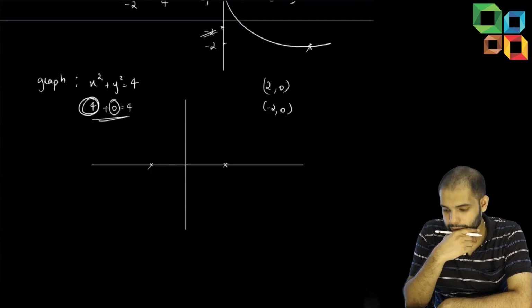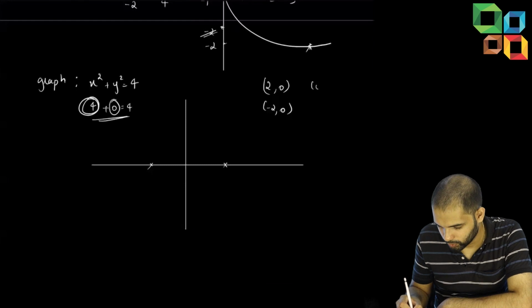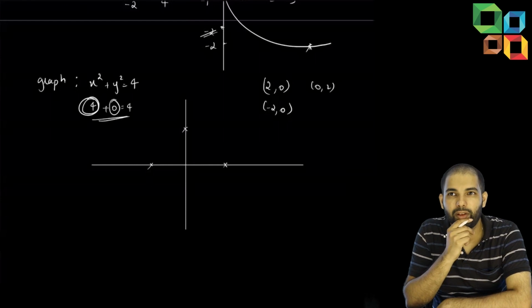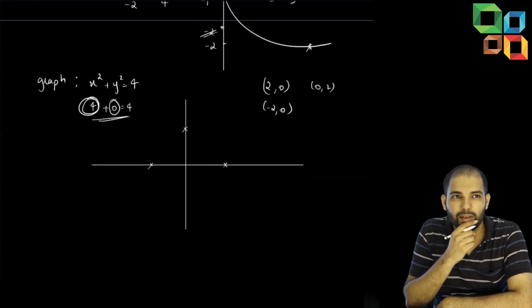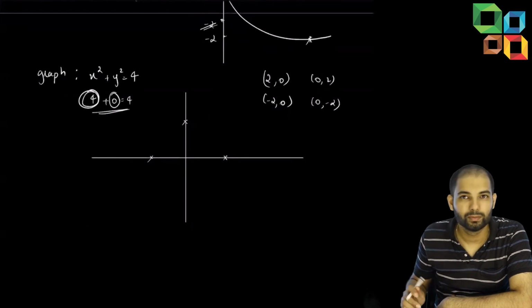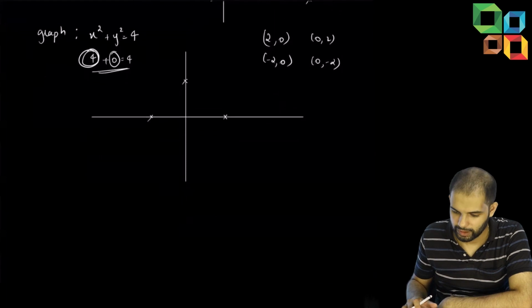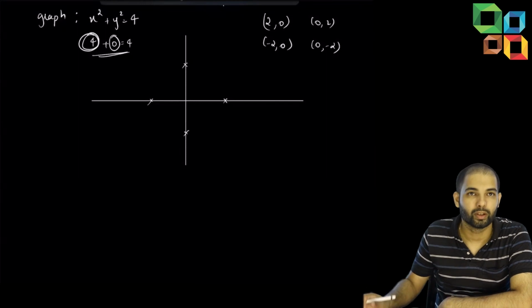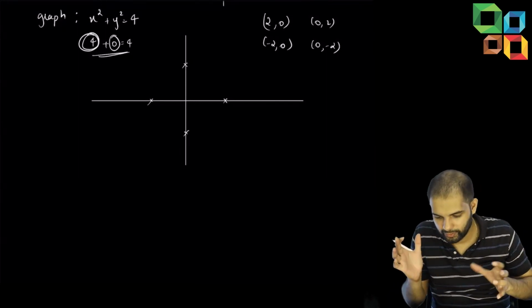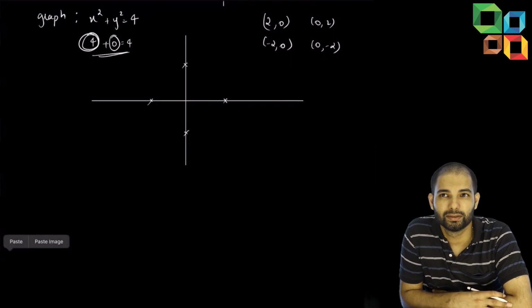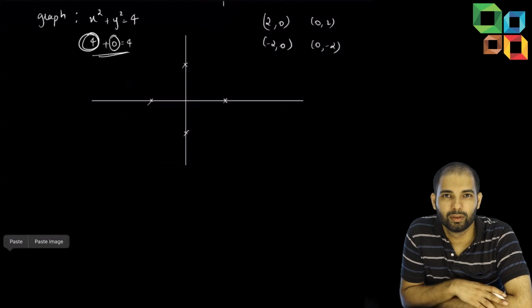0, 2. Okay, 0, 2 is somewhere here, correct? I think the fourth one is pretty obvious, right? So 0, minus 2. This also works. Should I plot that? 0, minus 2 somewhere. Okay. Now if we have 4 points, is this enough to get our graph? Yeah, it's enough. Can you tell me what the graph is then?